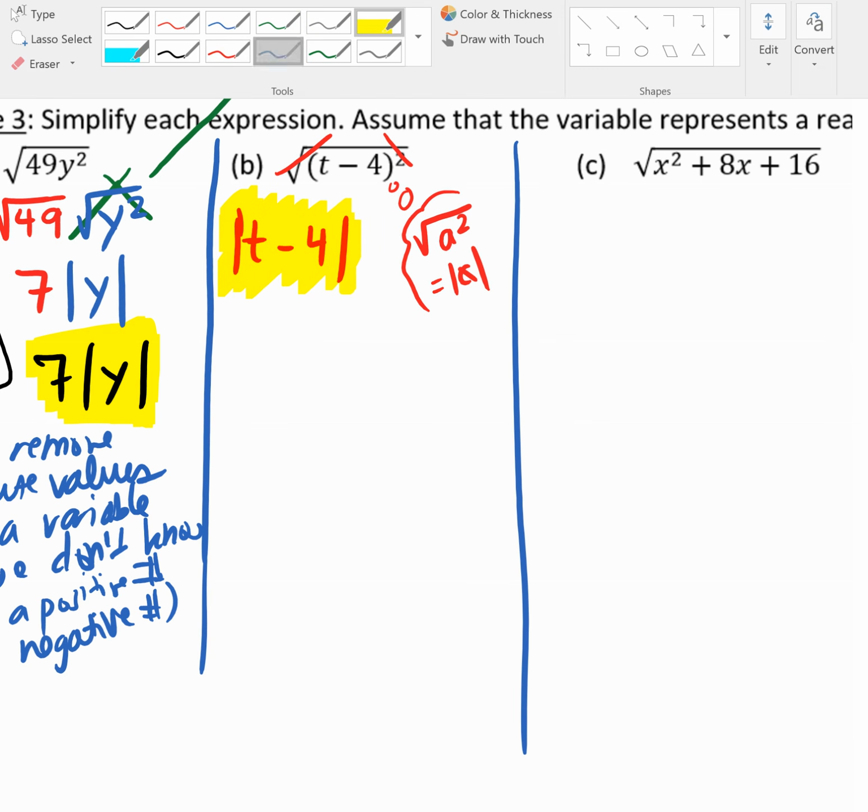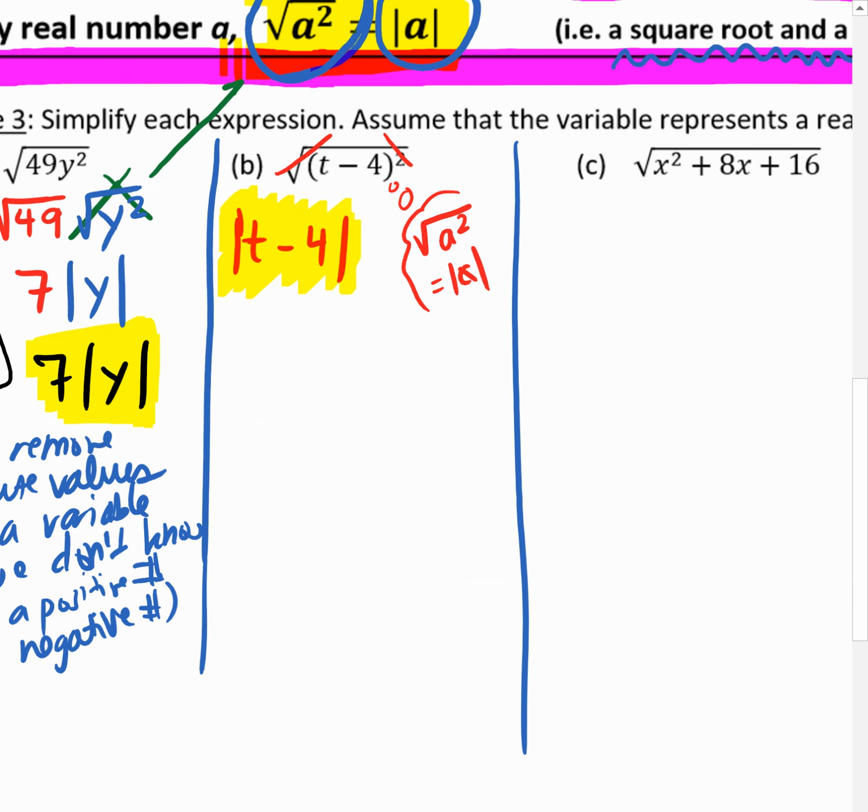And again, that's because I don't know what t is. If t is positive or negative, then t minus 4 could be positive or negative. If it was positive, I'd leave it alone, because that's what the absolute value says to do. But if t minus 4 is negative, then I have to change the sign to make it positive. So I don't really know what to do with this because I don't know what sign t has. And so that's really as good as it gets. Unfortunately, I can't do anything with that. And the absolute value will not change the sign in the middle.